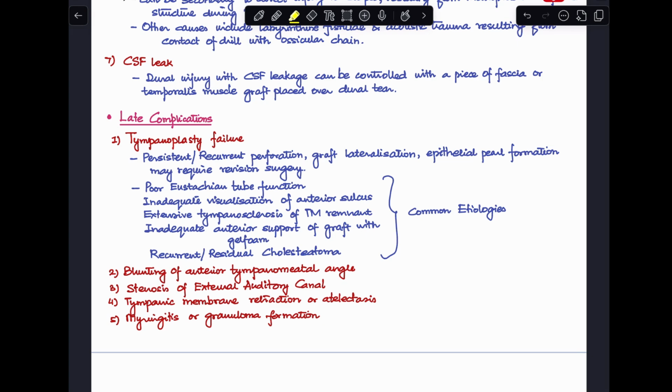So, this is all about complications of tympanoplasty. And with this, we come to an end to tympanoplasty.